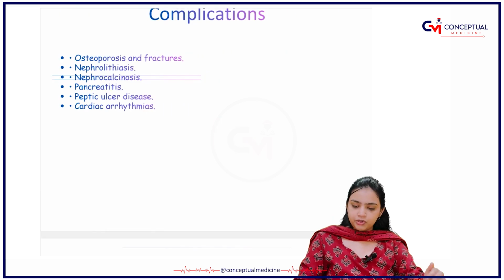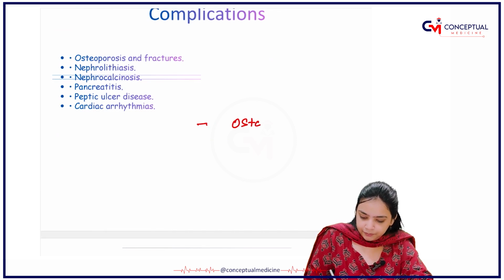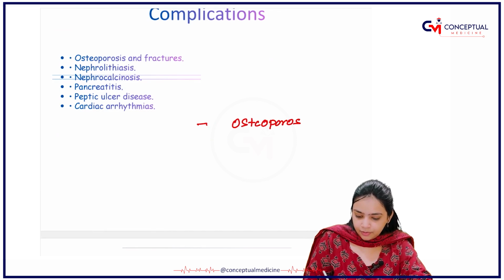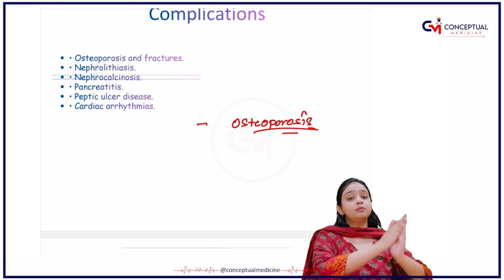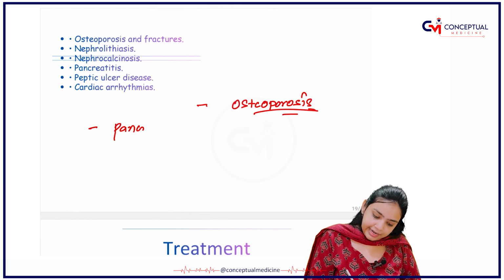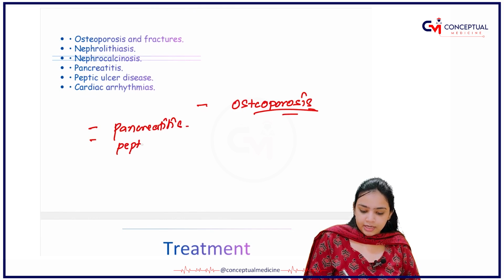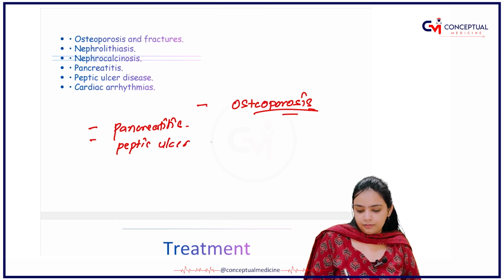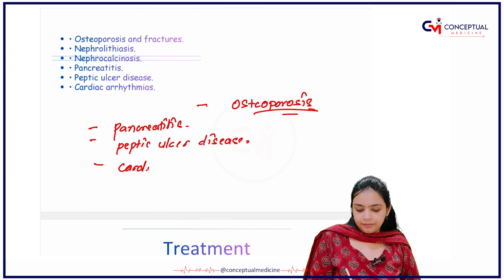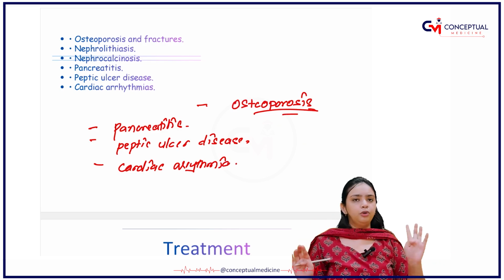Let's come to the complications. What are the complications we will be facing? There will be osteoporosis. You know osteoporosis, right? Osteo means bones and porosis means that there are pores. Then next you will be having pancreatitis, peptic ulcer disease, and cardiac arrhythmia. Just remember the four most important.